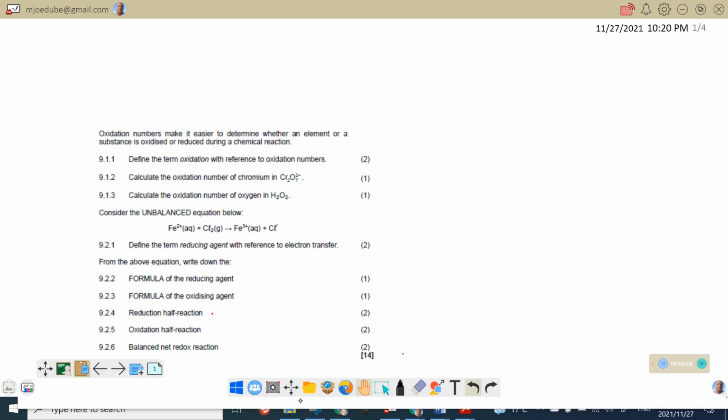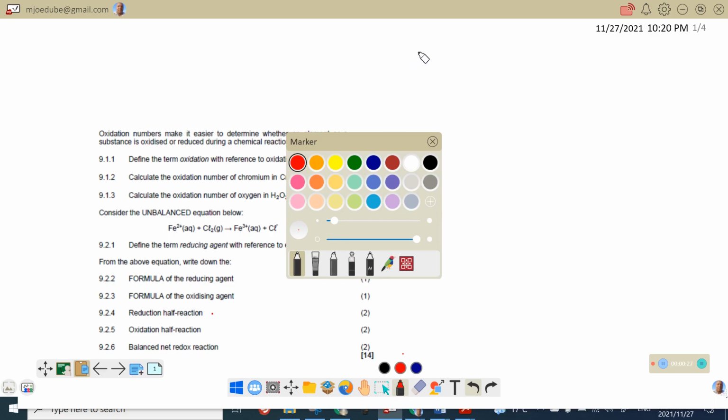Before we even start answering the question, I would just like us to have a quick reminder of what the Redox processes entail. The first process that you need to be able to define is the process of oxidation. With your oxidation process, what is it that we know?